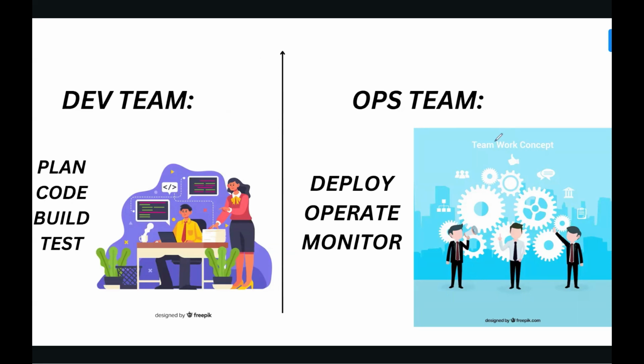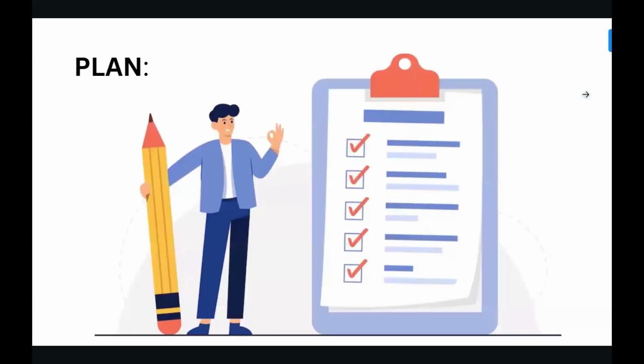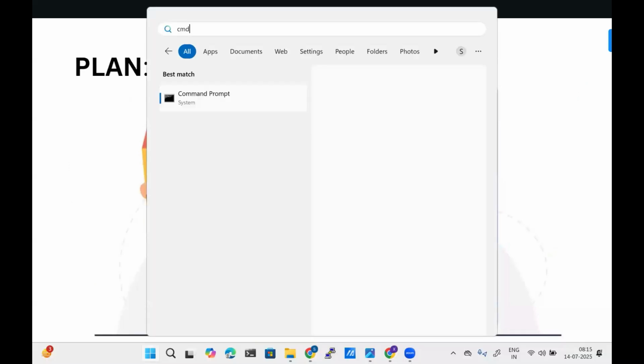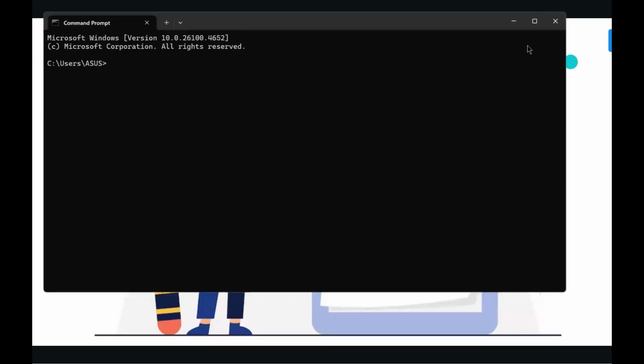What is meant by plan, code, build, test, deploy, operate, and monitor? Let us discuss one by one. So the first one is about the plan. Now, my question is, what is meant by plan?